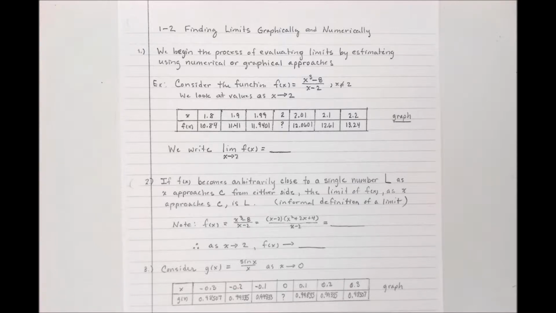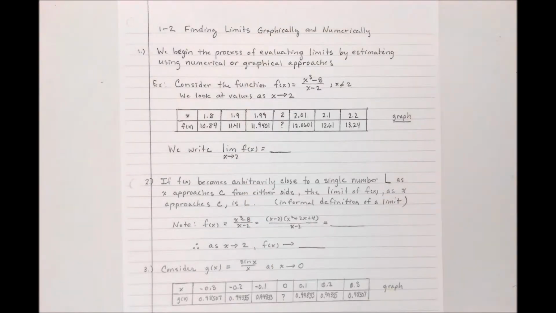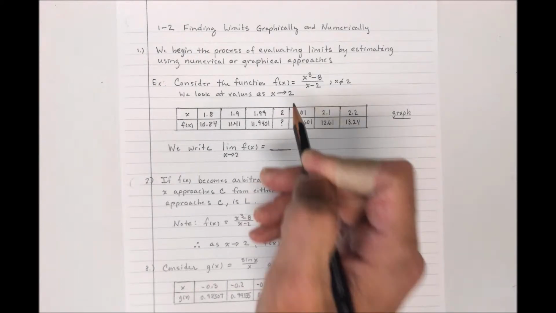It says here, consider the function. Consider the function f of x equals x to the third minus 8 all over x minus 2 for x not equal to 2. But let's look at what happens to the function as x approaches, which means as x approaches 2. It doesn't equal 2, but it approaches 2.